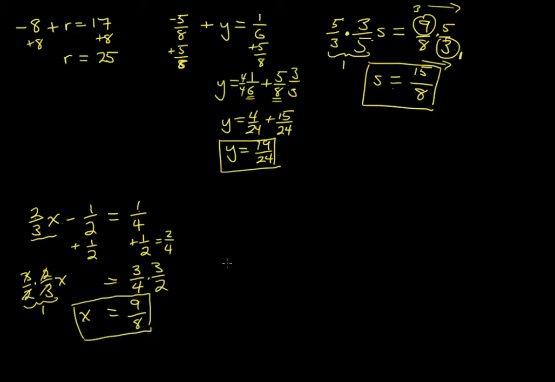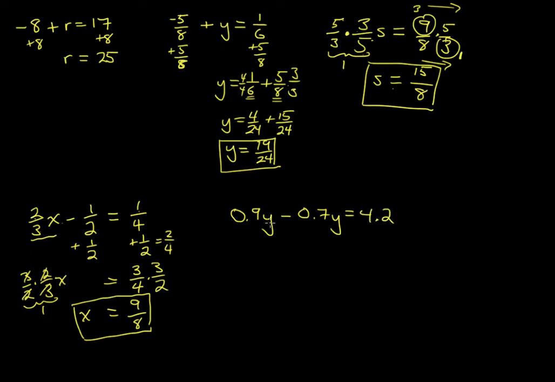Let's look at something a little more complicated, something where we might have to do some simplification on either side first. I think I'm going to start, let's do a decimal one just for fun. 0.9y minus 0.7y equals 4.2.